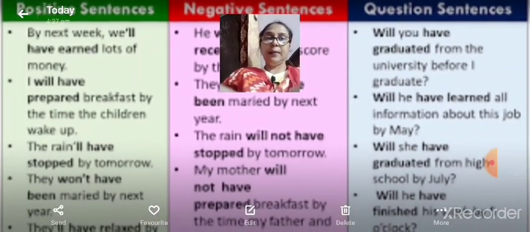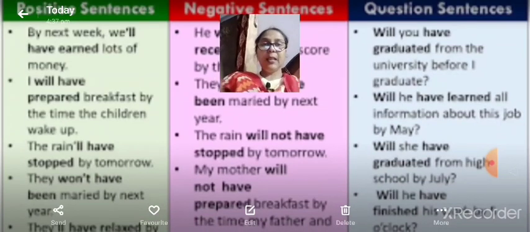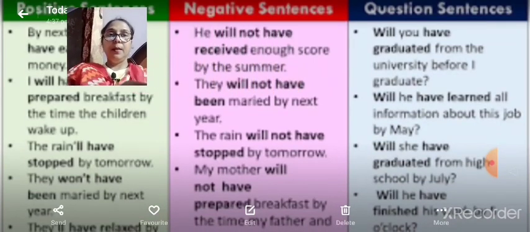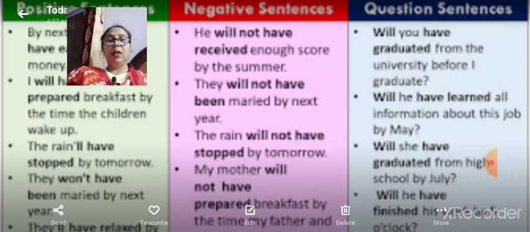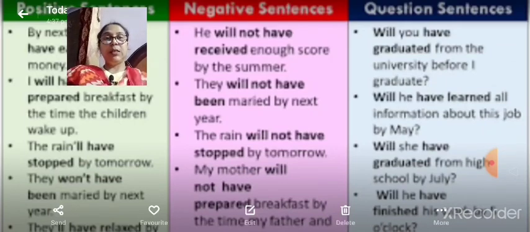Now let's see some negative sentences. He will not have received enough score by the summer. They will not have been married by next year. The rain will not have stopped by tomorrow. So these are examples of negative sentences.